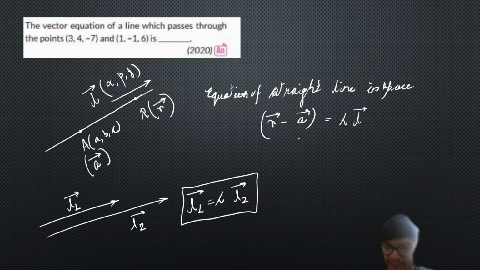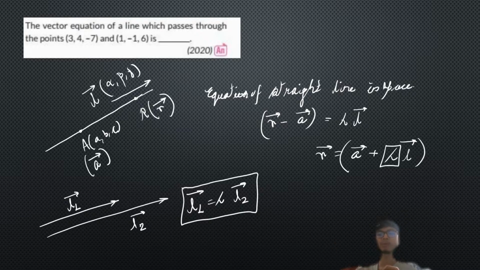Now from here, I get the general point R in terms of known quantities. I have vector A as known, and vector L as also known to us. We know the direction ratios, and we know a point on the line. By changing the value of lambda, we will generate different points on this straight line. And generating different points on this line is the definition of a locus, so the locus represents the equation of this straight line. Is this clear? Please let me know if this is clear or not.